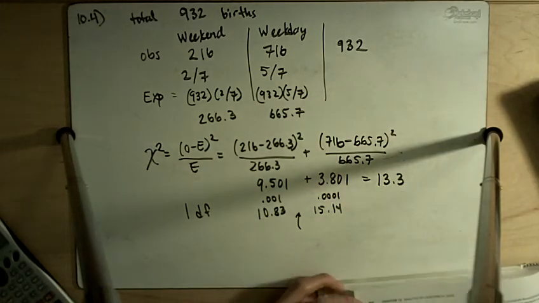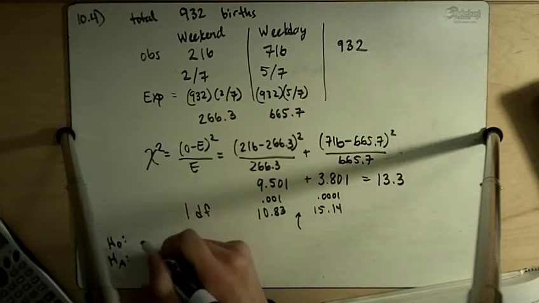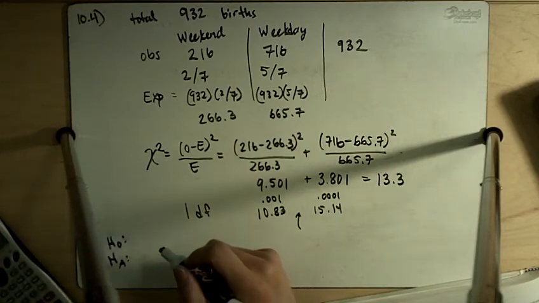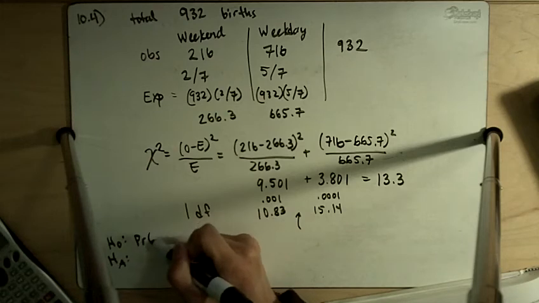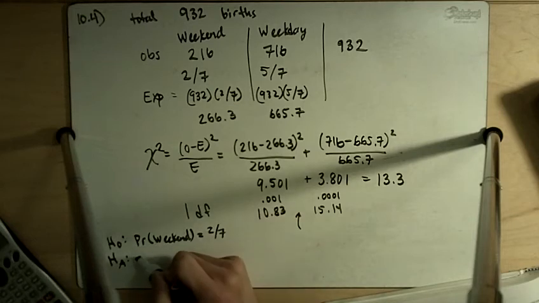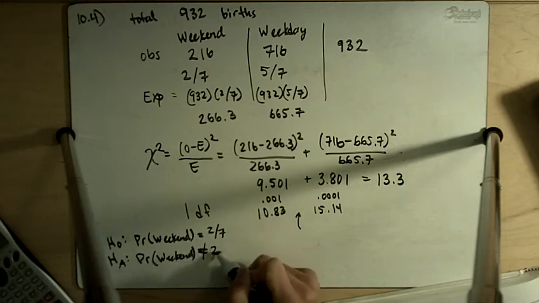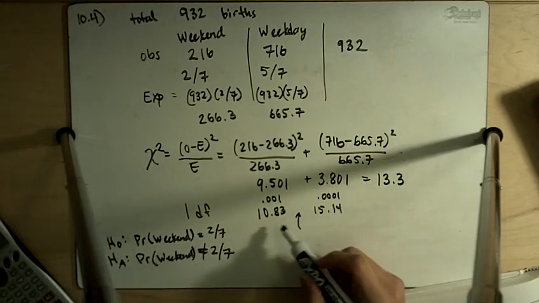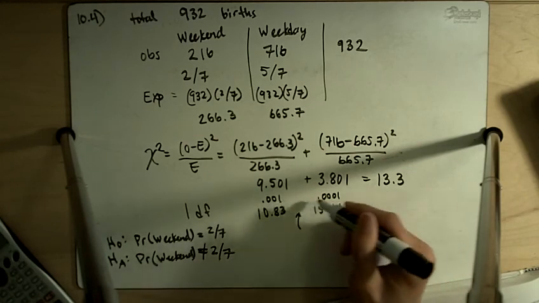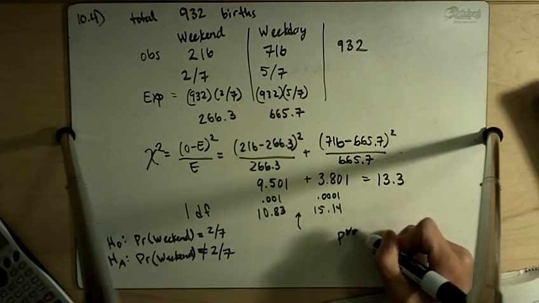Okay, and so once again, our null and our alternative hypotheses were non-directional. So here we're saying the null is that the probability of being born on the weekend is equal to 2/7, versus the alternative, the probability of being born on the weekend is not equal to 2/7. Here our chi-squared statistic is 13.3, which is pretty extreme, meaning the tail probability is going to be between 0.001 and 0.0001. So our p-value is very small.